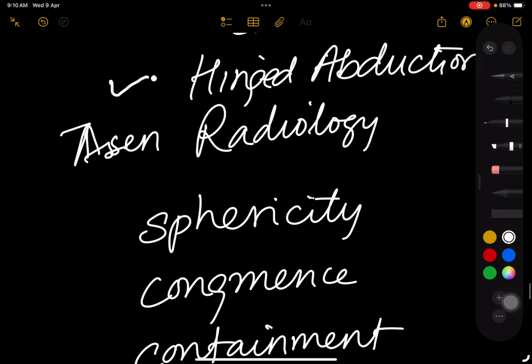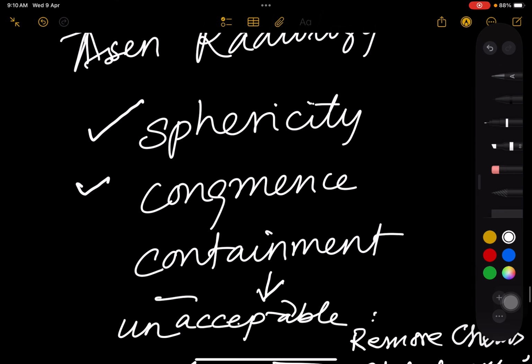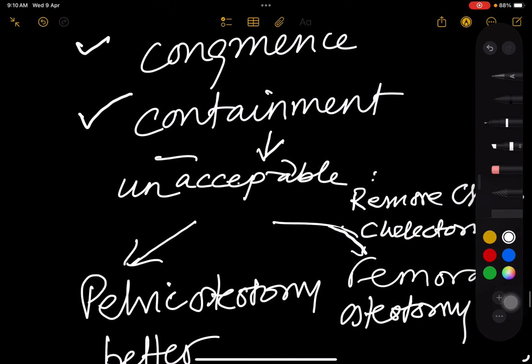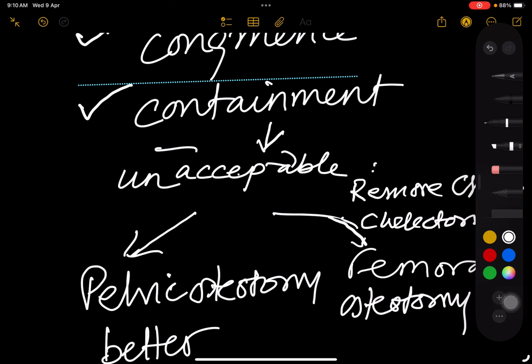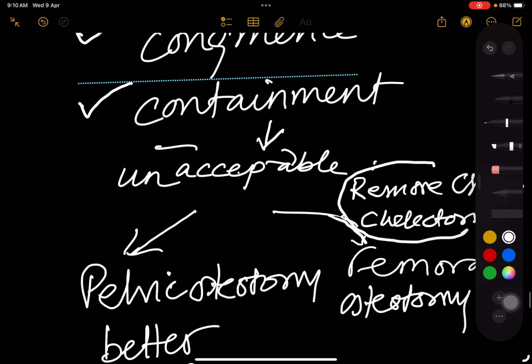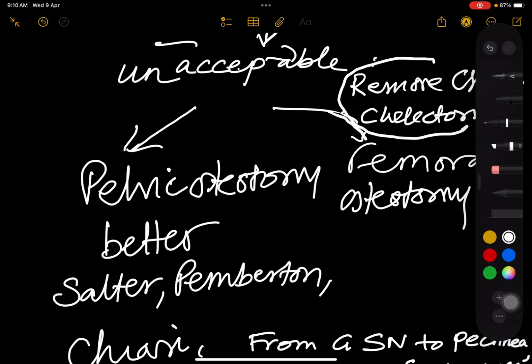Finally, you assess the radiology. You look for sphericity by Mose's circle, congruence and containment. And if containment is unacceptable, then you remove the callus, and you improve the containment either by a pelvic osteotomy or by a femoral osteotomy. Now, pelvic osteotomy is for the acetabulum, and femoral osteotomy aligns the head. There is a subtrochanteric femoral osteotomy that aligns the head in neutral position of the limb.